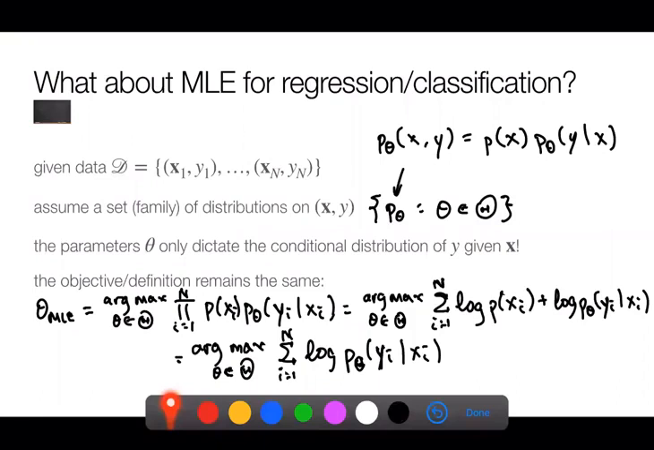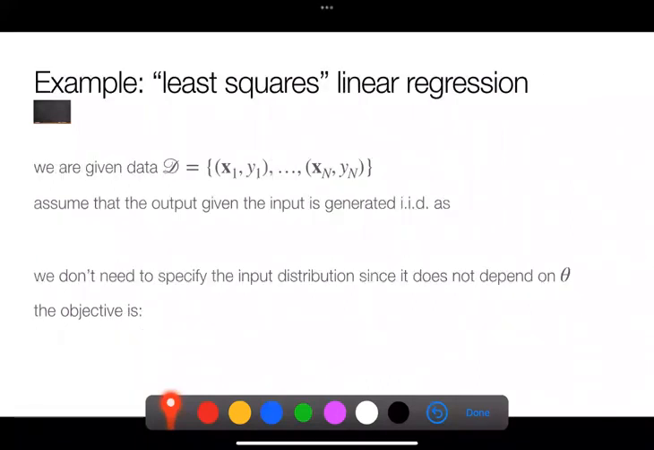And I think the way that we can try to make this a little bit more concrete and clear is to actually do a particular example. The example that we're going to give is probably one that you've seen before. It's essentially least squares linear regression, but it's from the MLE perspective, which maybe you haven't seen before. Maybe you have, maybe you haven't.